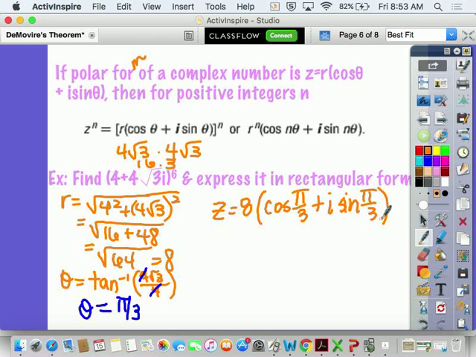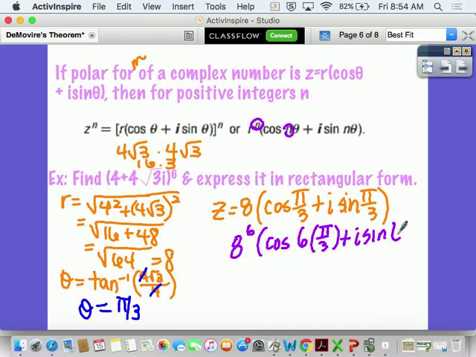So applying DeMoivre's theorem, where's the 6 going? It goes in for the n. So it's going to be 8 to the 6th power cosine 6 times pi over 3 plus i sine 6 times pi over 3.